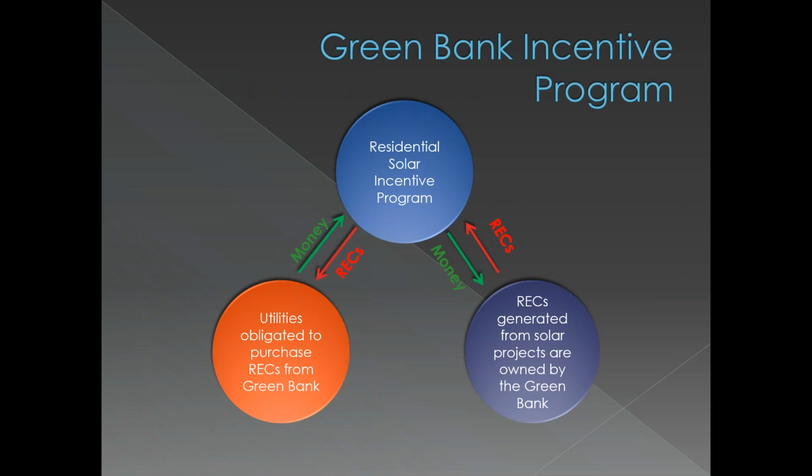So just a little bit on how the incentive program works: there's a residential solar incentive program, the RCIP, which gives money to the consumers who either purchase or lease residential solar projects. And so you either get an incentive up front if you're buying a solar installation, or you get incentive payments through the term of the lease and the power purchase agreement in order to encourage rooftop solar. But the RECs are held by the Green Bank. So the Green Bank then sells those to the utilities who are obligated to purchase them in blocks, and then that money flows back to the Green Bank to fund the RCIP program. So it's sort of a self-perpetuating cycle.